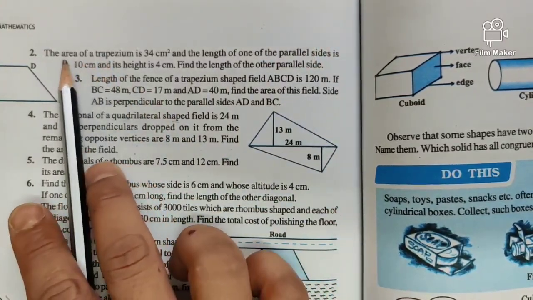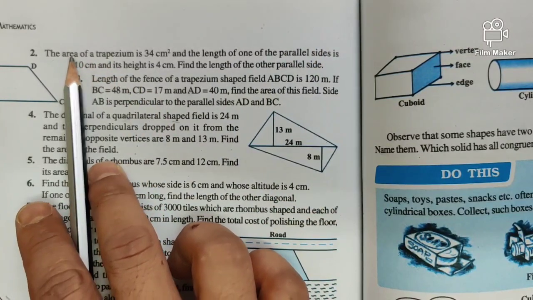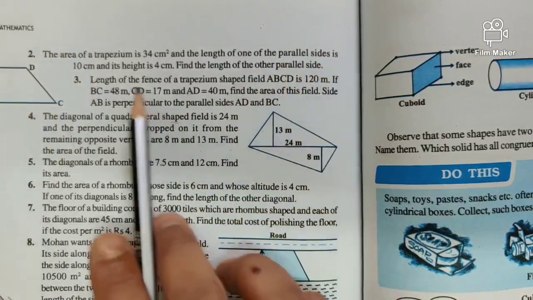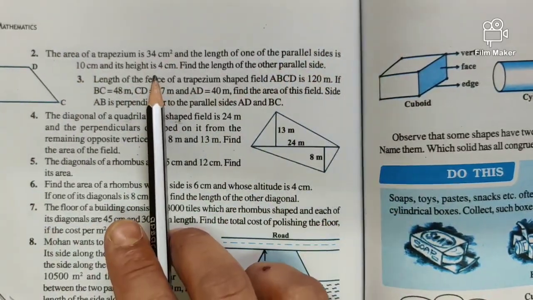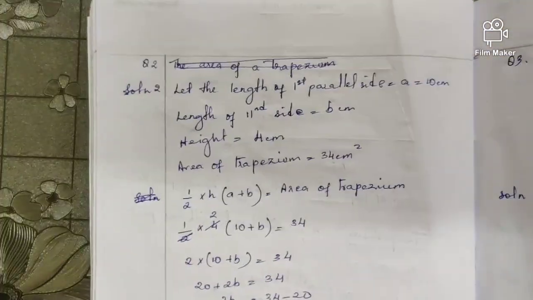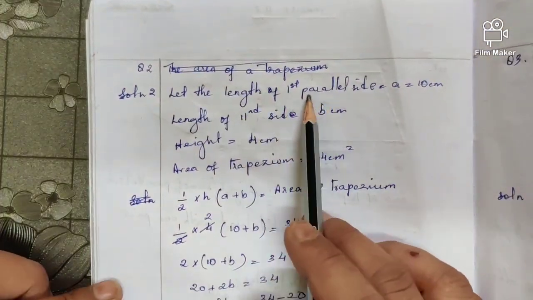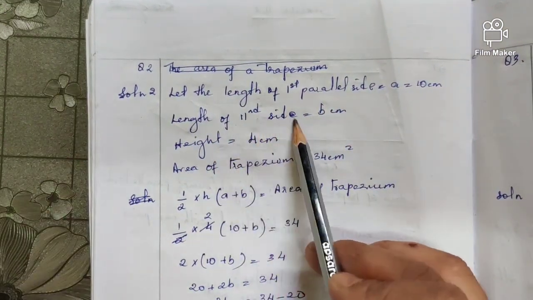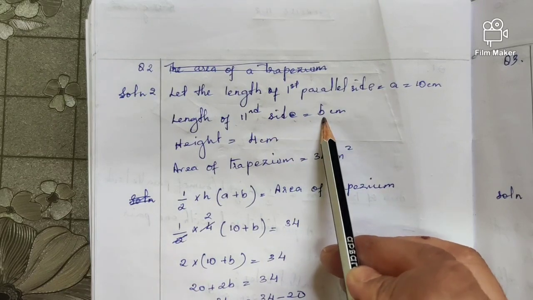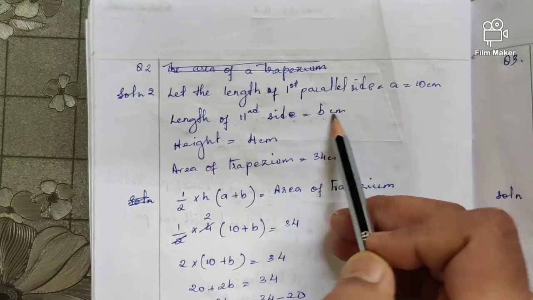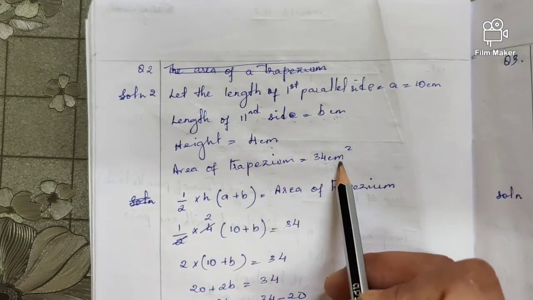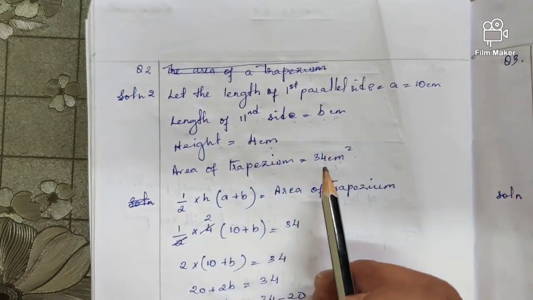We already know the area, and we already know the length of one parallel side, that is 10 centimeter, and we already know the height also. So here, let the length of the first parallel side be A equal to 10 centimeter. Length of the second side will be B centimeter, B for boy, and height is equal to 4 centimeter. Area of trapezium is equal to 34, as the question already gave.